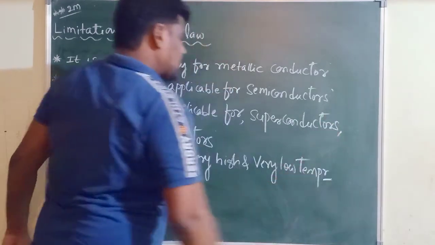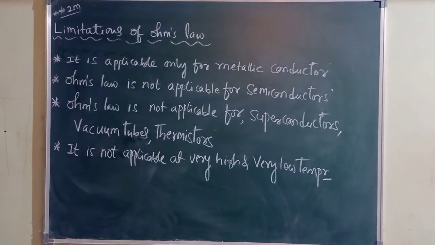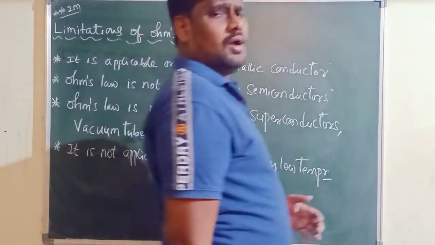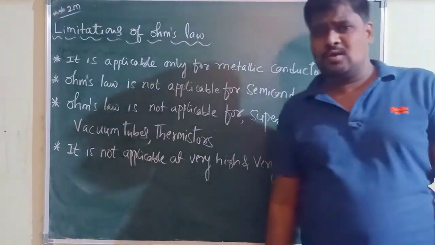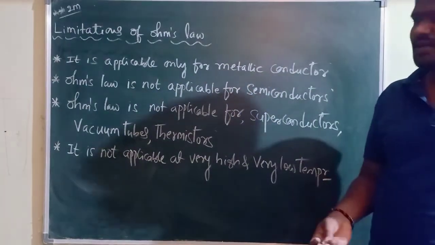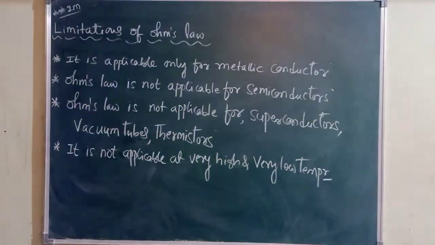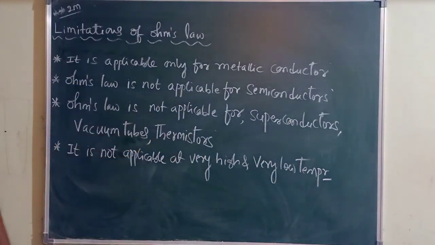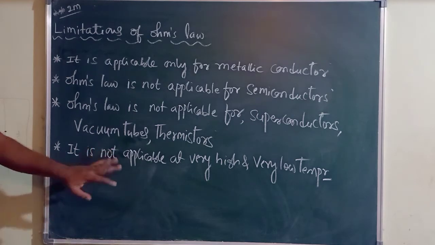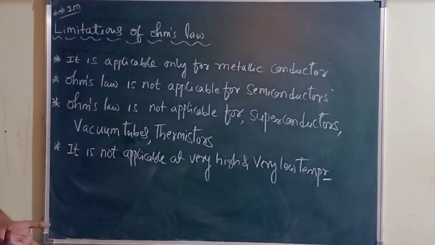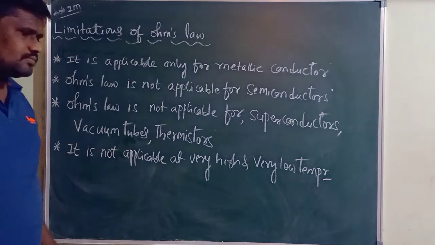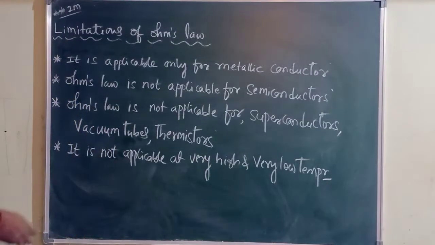Ohm's law is not applicable at very high temperature as well as very low temperature. Meaning, Ohm's law is not applicable, which means voltage is not directly proportional to current. There is an improper relation or improper variation between voltage and current. Then only we can say that Ohm's law is not applicable. These all come under the limitations of Ohm's law.